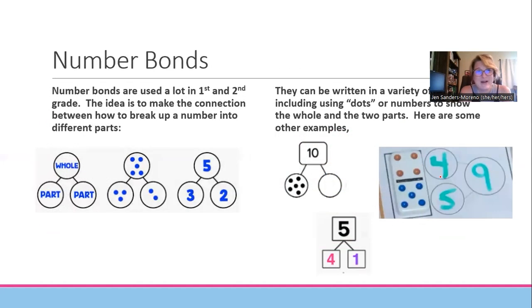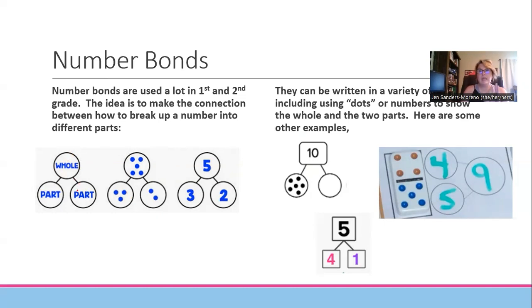So here's a number bond. I like to think of it as like math flashcards, like math facts, like 2 + 3 is 5. But they're using shapes to connect the whole and the 2 parts. So you can see here that we've got our whole, whatever number we're going to play with, and we're going to break it up into 2 parts.